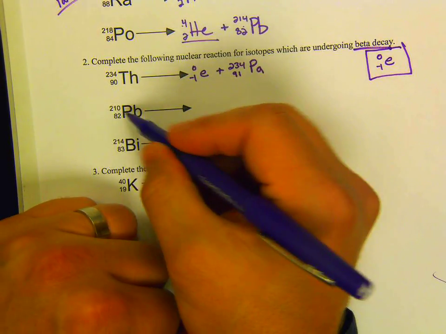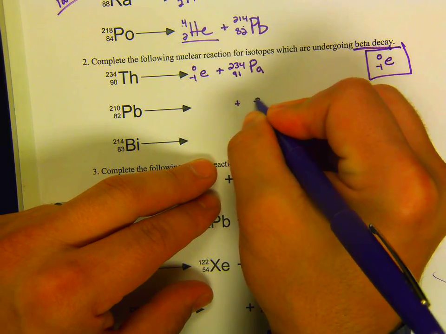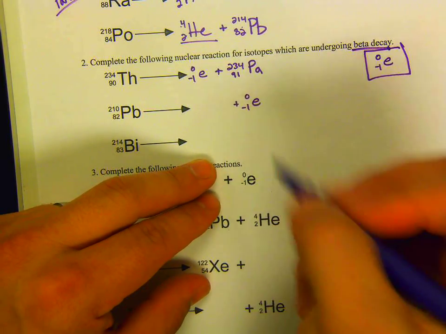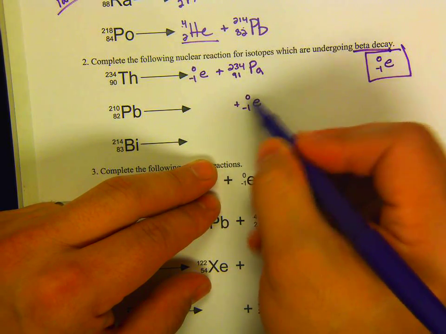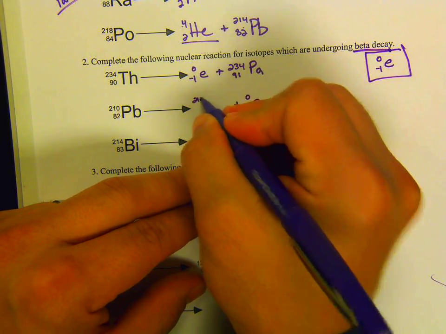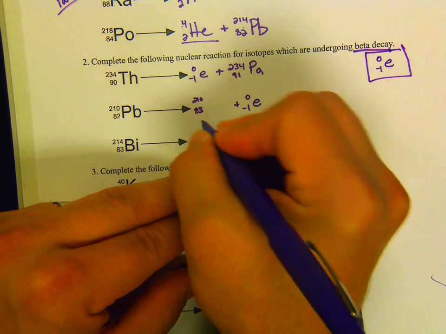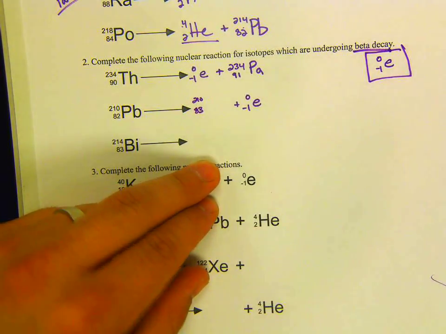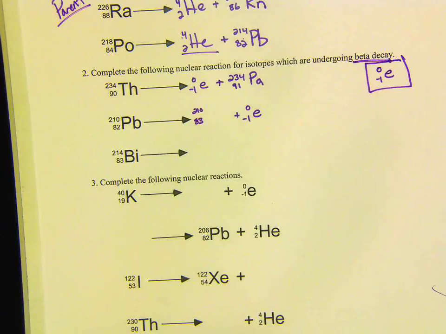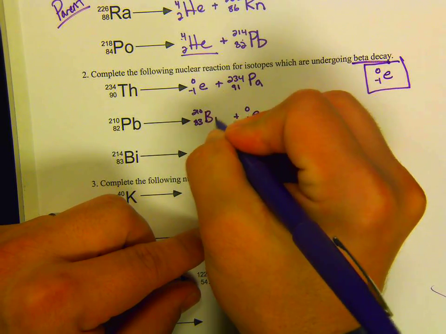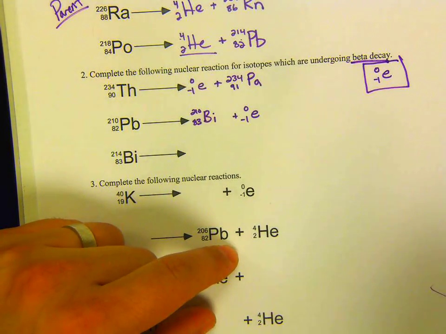What about for lead-210 when it undergoes beta decay? Now I'm just going to draw the beta particle second here just to illustrate that it doesn't matter where it goes. So we get the E0 over -1. That's always what a beta particle will look like. 210 plus 0 equals 210. 82 plus 1 equals 83 plus -1. And then 83 on the periodic table, this turns into bismuth. So lead-210 turns into bismuth-210 when it undergoes beta decay.